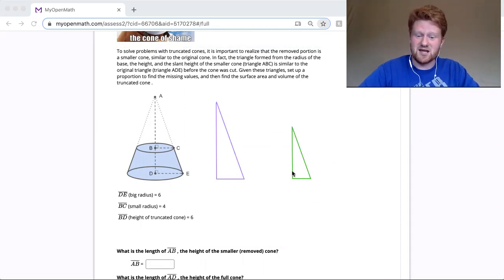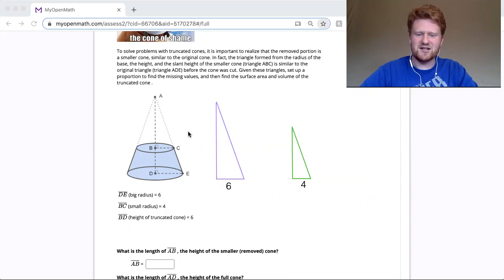So that would actually be this height right here on the triangle. We don't know that. What do we know? Let's transfer what we know to these triangles over here. So DE is the big radius, and that is 6. So I'm going to write that right in the radius, or the bottom of this triangle that represents the big cone. The small radius is 4. That'll go over here. And then the height of the truncated cone is 6.